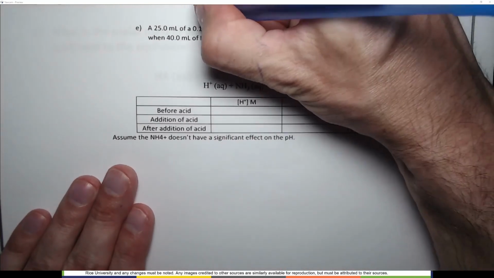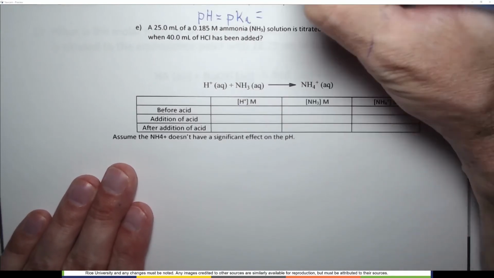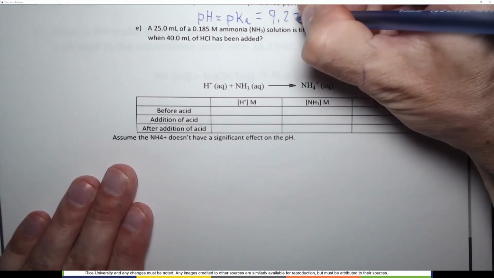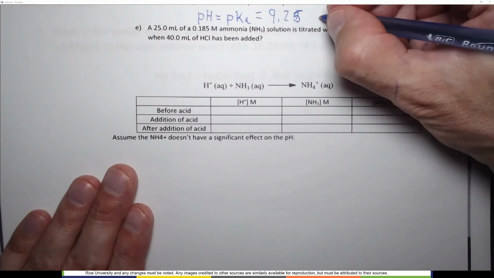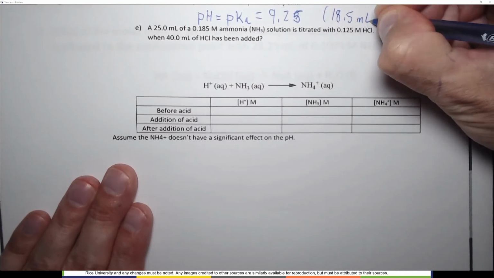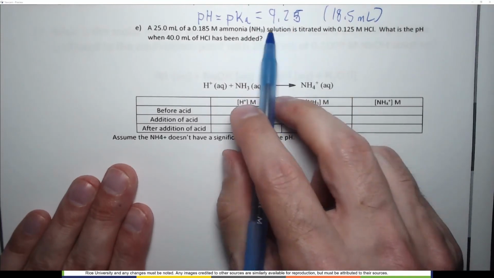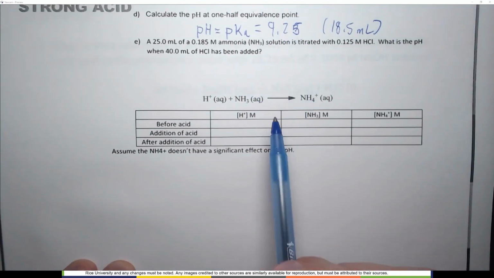Well, at half the equivalence point, pH equals pKa, which equals 9.25. If you remember from a second ago, the equivalence point is at 37 milliliters. So this is going to be at 18.5 milliliters. The pH should be 9.25 at half of the equivalence point.